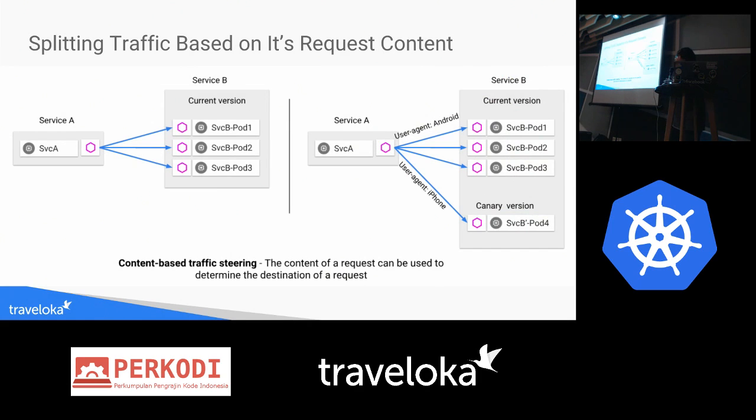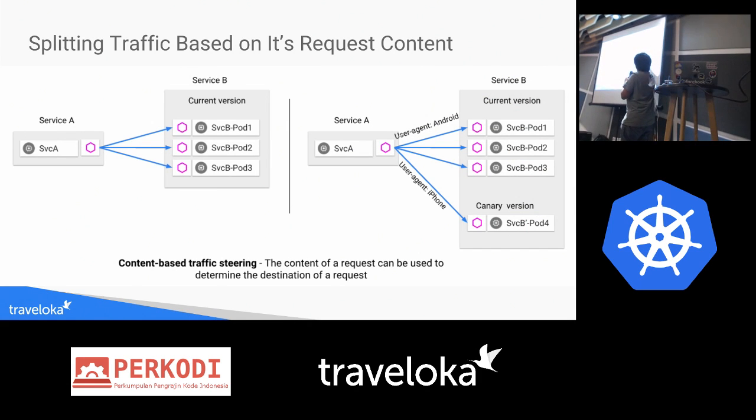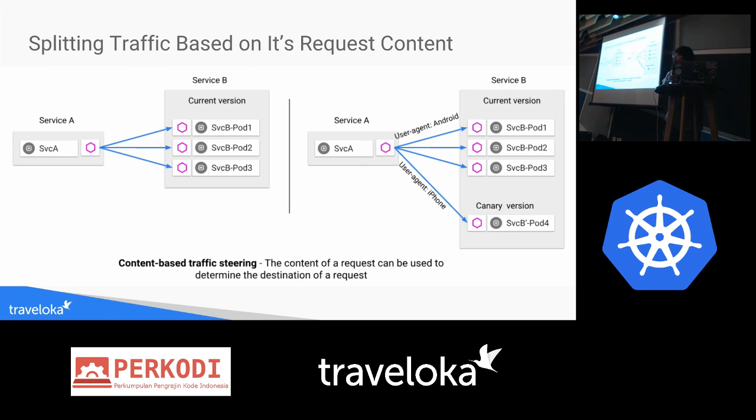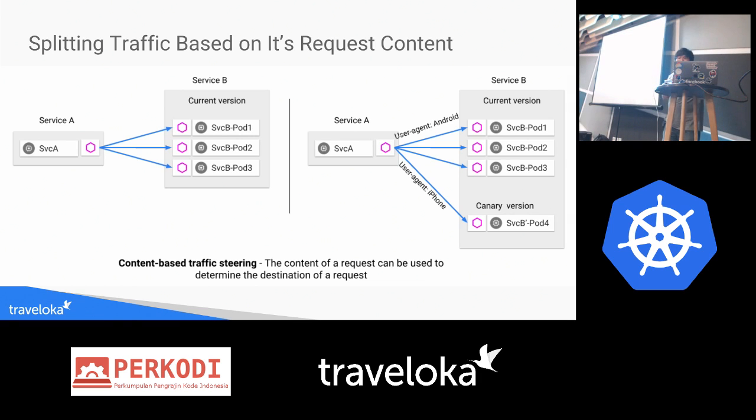And if you want to split the traffic based on its content, you can do the same. You can say that if the HTTP request has something like an HTTP header with Android, the request will go to a specific service, and then if it has iPhone in the HTTP request header, it will go to canary. I'm not going to take so much time on this slide.